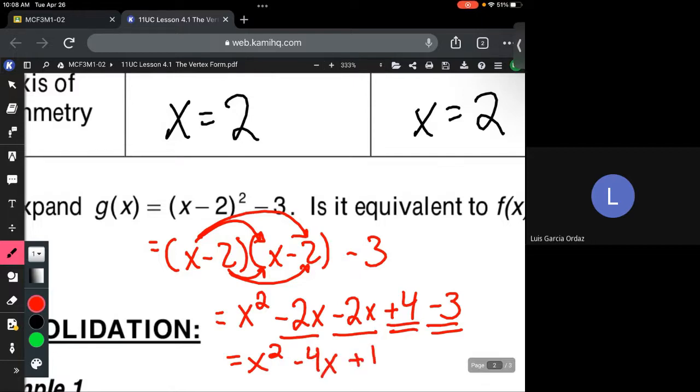Great. So as you can see, when we expand our vertex form, it should give us back the original standard form. Yes? Wait, how did you get -2 minus? So when we go from vertex to standard, it should give us back our original standard form equation.